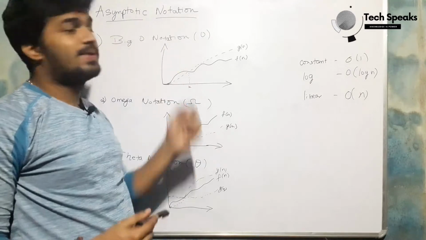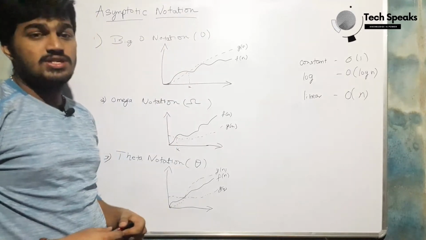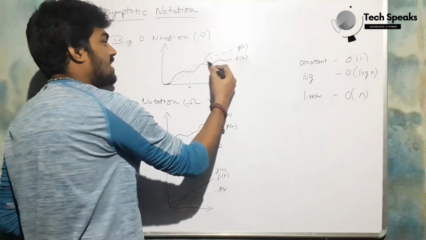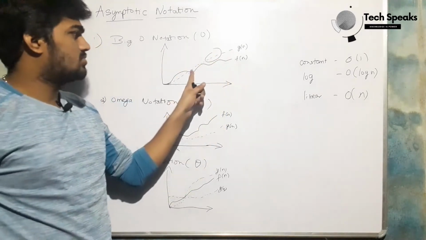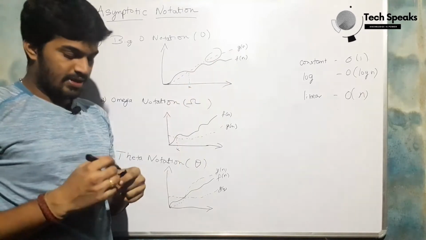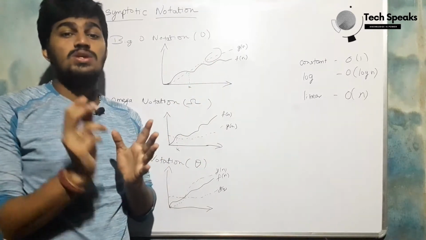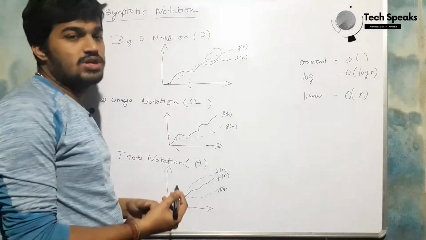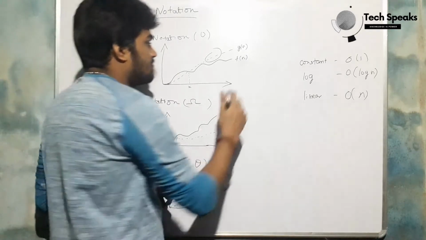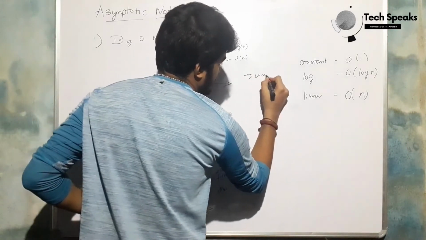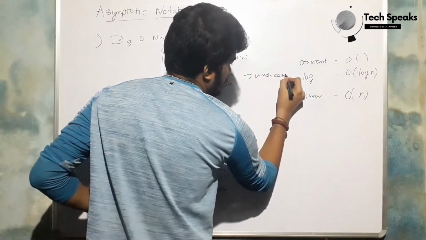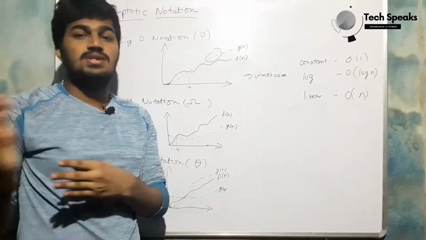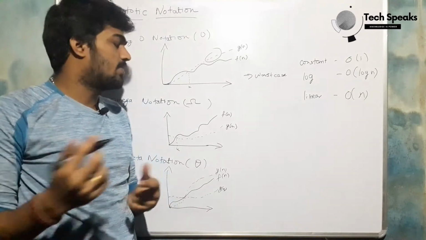We'll start with the big O notation. Big O notation is used to calculate the upper bound of the time. That means it measures the worst case of the program execution. So this big O notation measures the worst case, the time needed for the program execution.